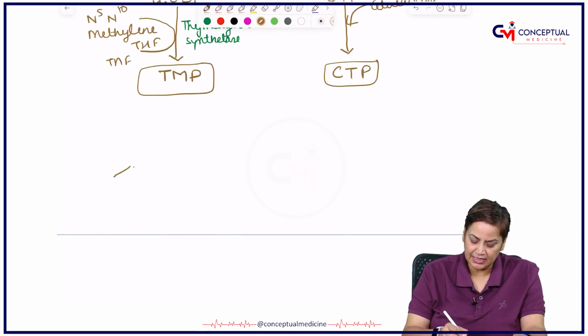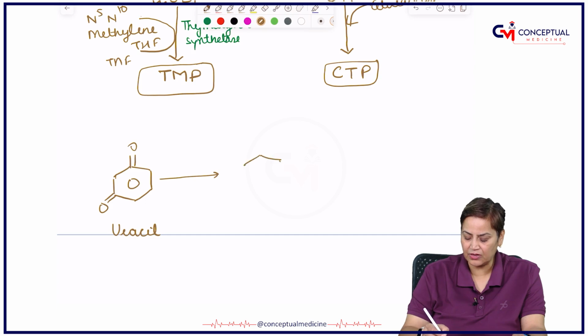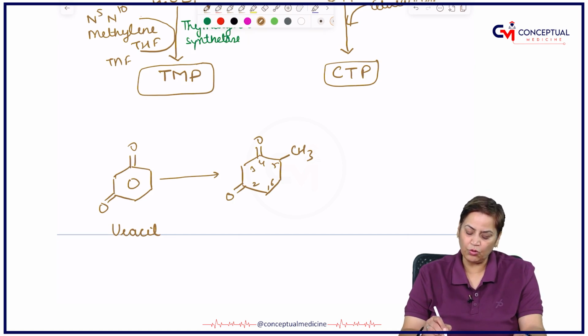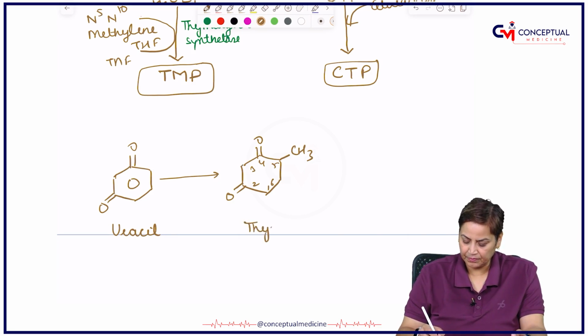Actually this uracil has this type of structure, 2,4-dioxo, like this. This is uracil. And how is this uracil converted into thymine? This is the structure of thymine. Double bond O, double bond O, CH3. So it's like 1, 2, 3, 4, 5, 6. So the structure of thymine is 2,4-dioxo 5-methyl pyrimidine. This is thymine.